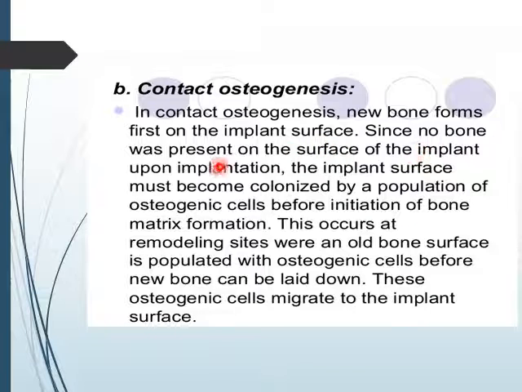Since no bone was present on the surface of the implant upon implantation, the implant surface must become colonized by a population of osteogenic cells, meaning osteoblasts, before initiation of bone matrix formation. This occurs at a remodeling site, where an old bone surface is populated with osteogenic cells before new bone can be laid down. These osteogenic cells migrate to the implant surface.